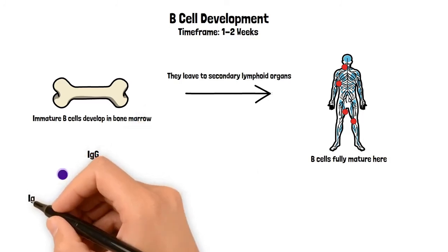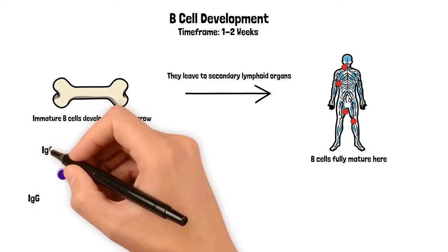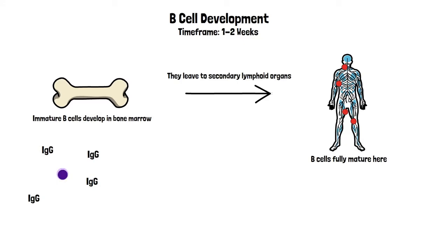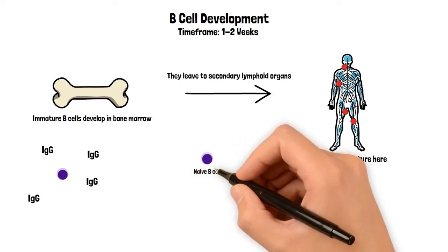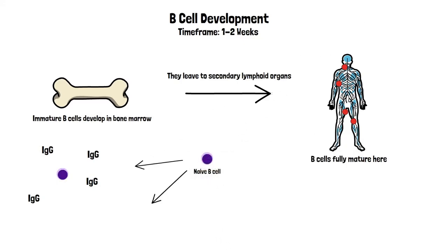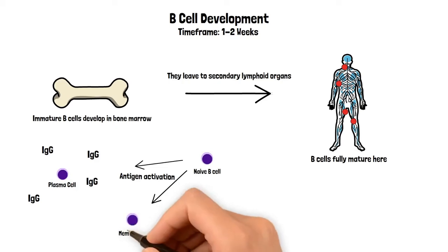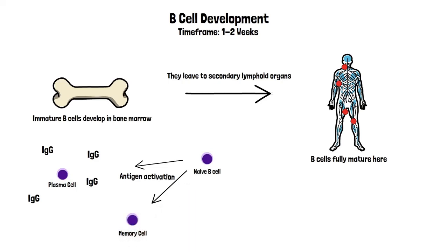B cells can produce 5 different types of antibodies, but only one type of antibody can be made by one B cell. Once B cells fully differentiate, they are known as naive B cells until they are activated by an antigen. From there, they can become plasma cells, which secrete antibodies into the circulation, or memory cells that wait until future antigen exposure to produce antibodies.